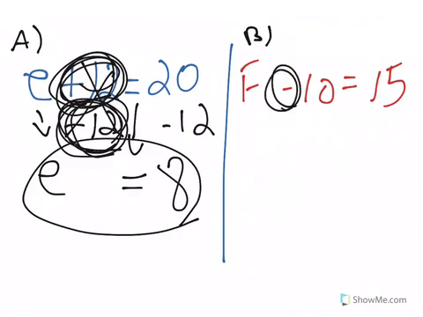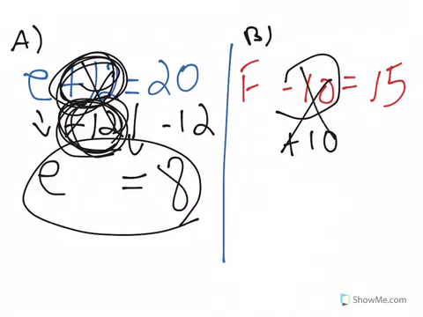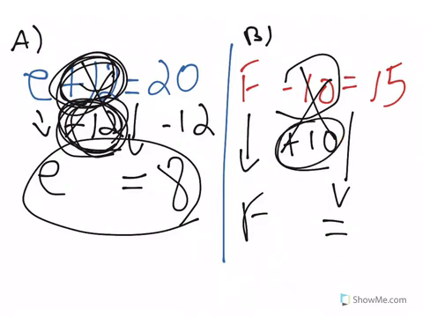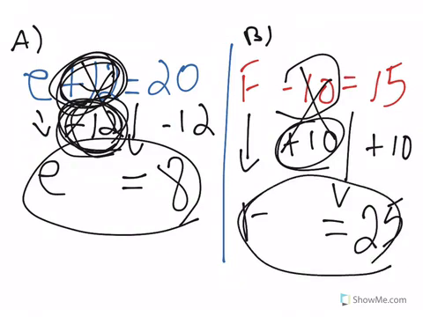Over here, we see subtraction, so we know we're going to add, right? Because we have negative 10, we want to get that f by itself. So when we see minus 10, we're going to do plus 10, and those will cancel out. We bring down the f, we bring down the equal sign. Since we added 10 here, we've got to add it to the other side of the equal sign. We end up with f equals 25.